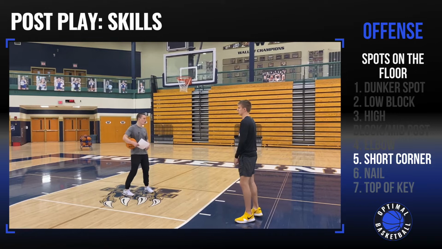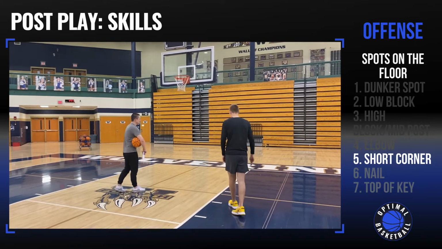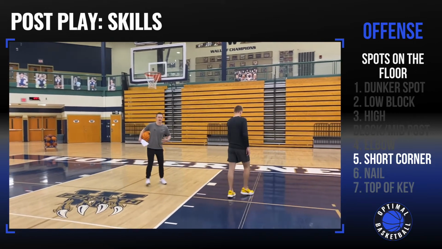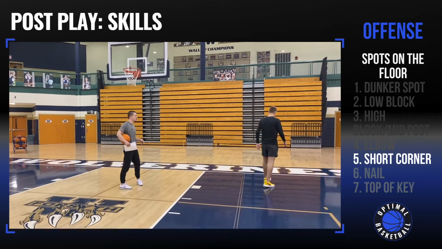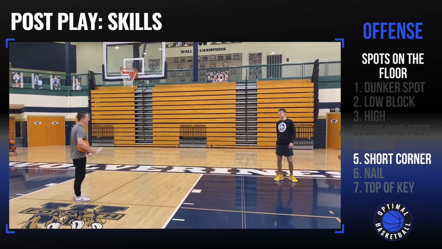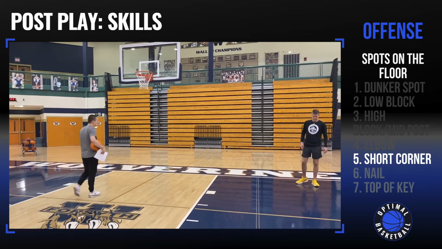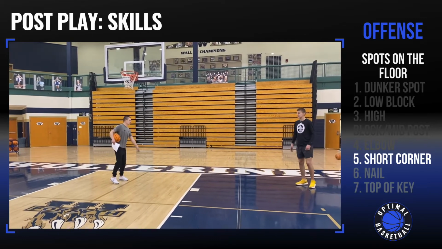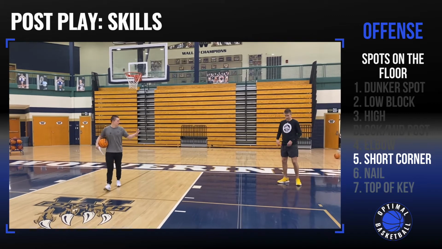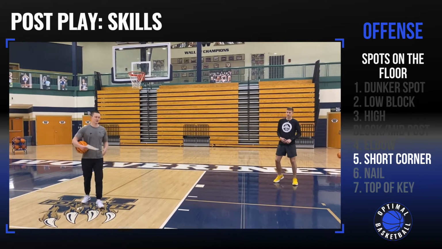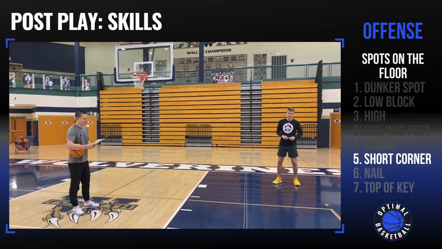All right, short corner is another one. This isn't the dunker spot. Dunker spot is back on the baseline. Short corner is where you're kind of squared up to the basket. You're still going to be in that area, but you'll be kind of higher. Dunker spot is you're as close to the baseline as possible, but short corner is more just inside the three-point line. So you've got to be able to play from that spot.